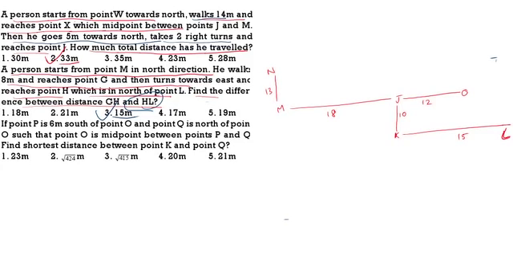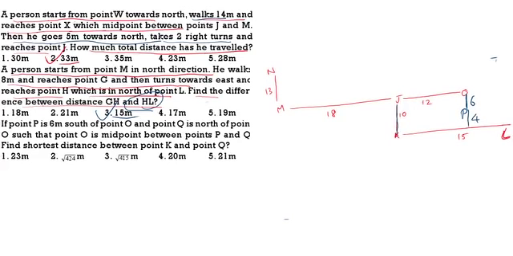If point P is 6 meters to the south of O. So to the south of O, suppose this is point P. This is 6 meters. If this is 6 meters, this will be how many meters? 4 meters, since this total is 10: 6, 4. This is P.